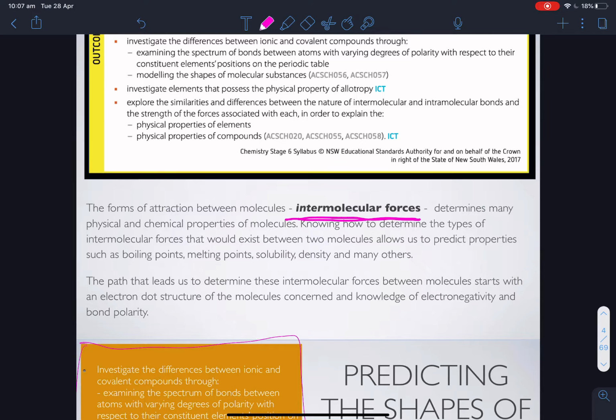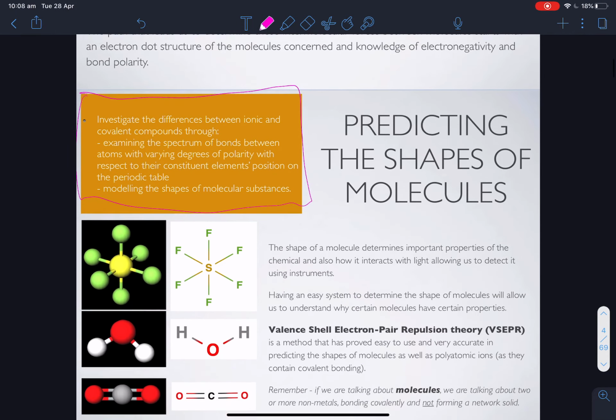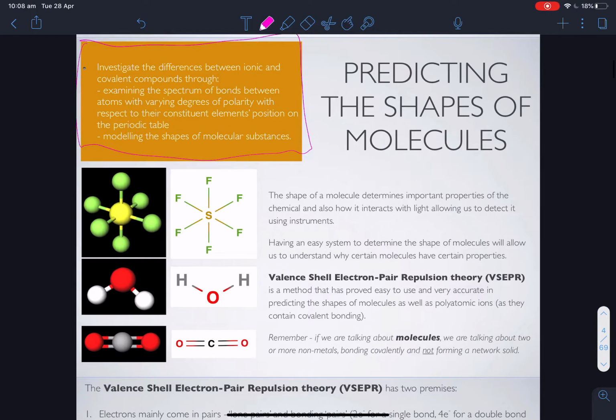Okay, so the path that leads us to determine these intermolecular forces between molecules starts with what we were studying just before, electron dot structures, and also our knowledge of electronegativity and bond polarity that we were looking at last chapter. So we're going to build on those again. So let's start with predicting the shapes of molecules.